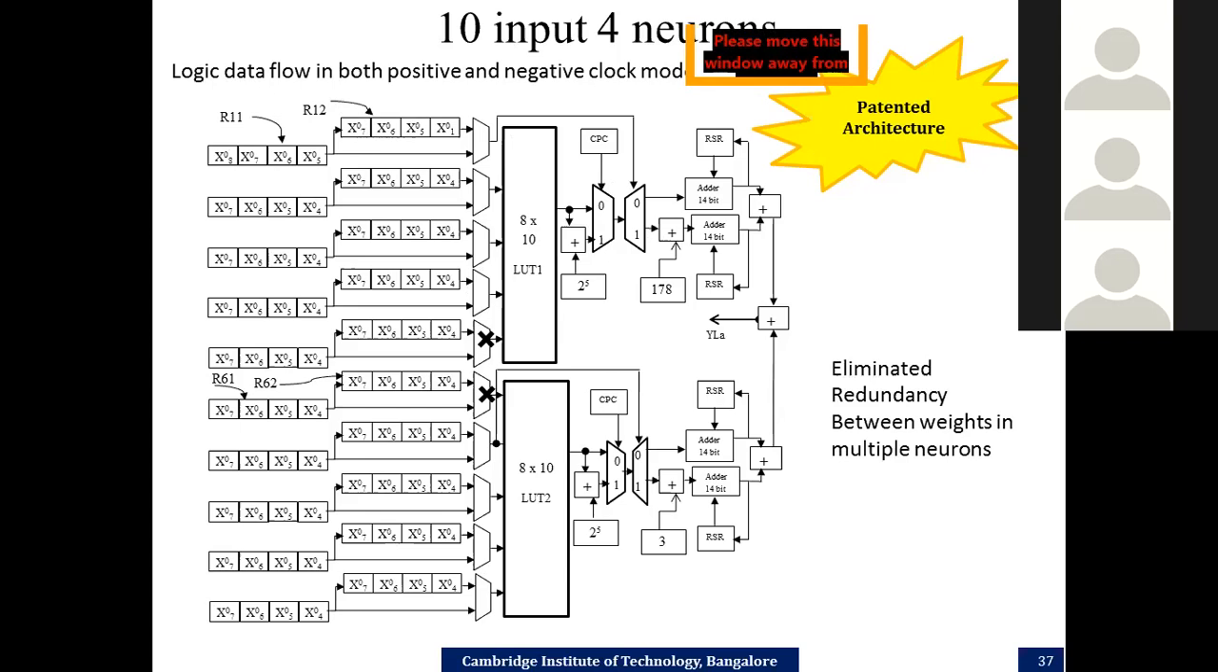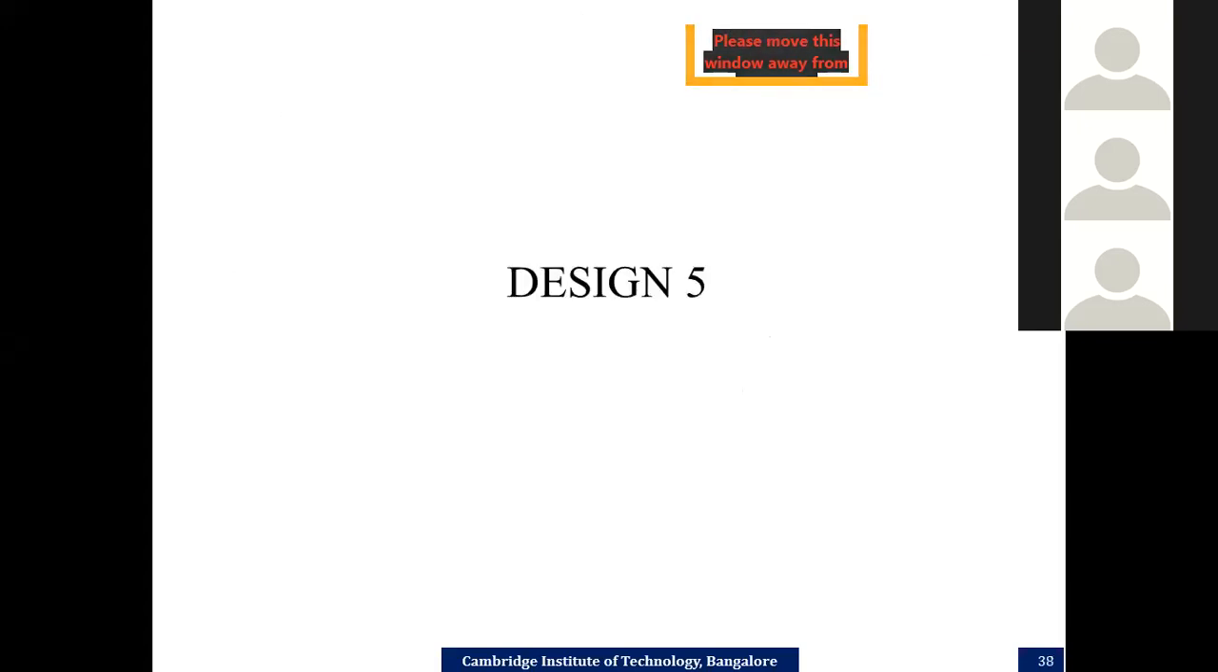And in this structure, what we have done is we have eliminated redundancy. Then we are able to identify the positive clock and negative clock mode of operation. Then we have also split the input size, 10 bits or 8 bits, into two operands, LSB 4 bits and MSB 4 bits, and we have completed this design. In this architecture, you are able to implement 4 neurons using a single structure, and only 16 LUT locations are required. Okay, yes.